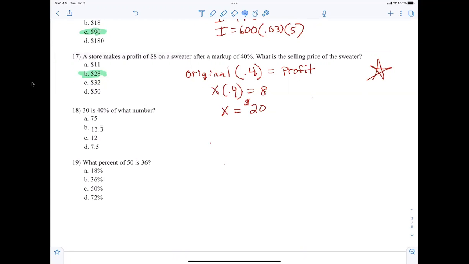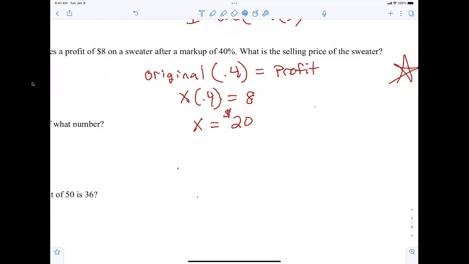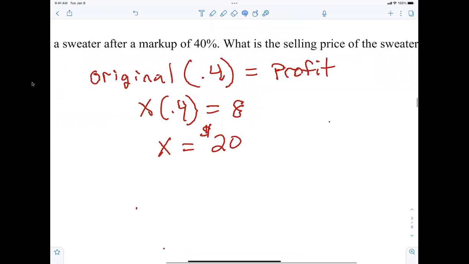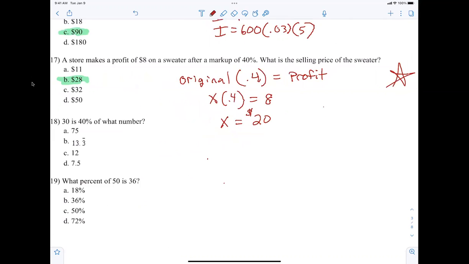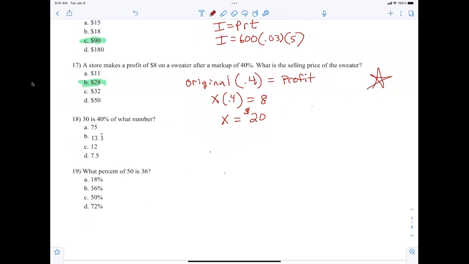You with me on that now? Where did we get the 0.9? Where do you see a 0.9? Oh, it looks like an 0.4, I'm sorry. You good now?